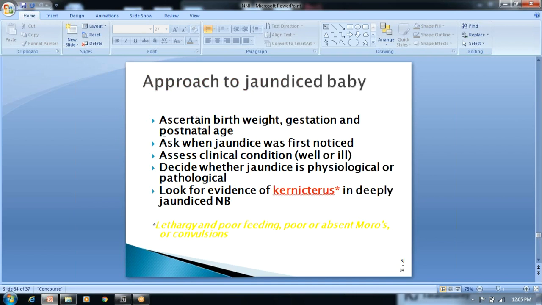Approach to the newborn: always assess the birth weight, gestation, and postnatal age also. And we have to ask when jaundice appears, first day, second day, or third day. Any risk factors, hypothermia, hypoglycemia, or septicemia. In the mother, is diabetes there or not? So these are the risk factors.